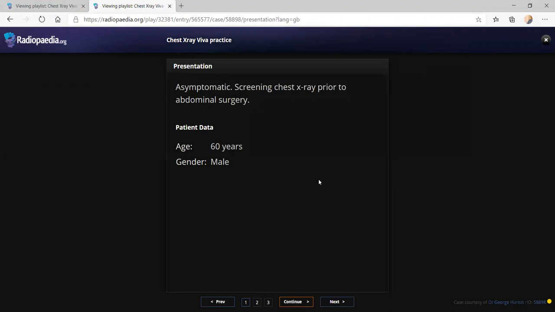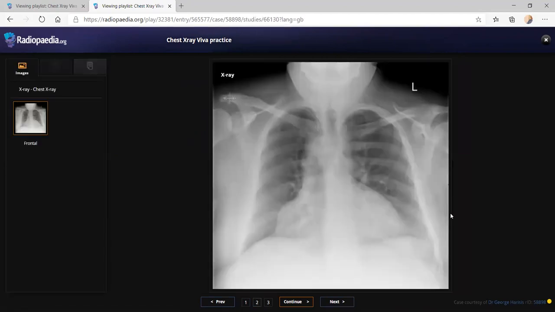Sixty-year-old male, asymptomatic, screening chest X-ray. So this is the frontal chest radiograph of an elderly patient who is asymptomatic and has come for preoperative screening. I feel that the cardiac silhouette appears to be enlarged. The aortic knuckle seems to be left-sided, but I can see an oblong soft tissue shadow starting from the right suprahilar or parahilar region and merging with the heart.